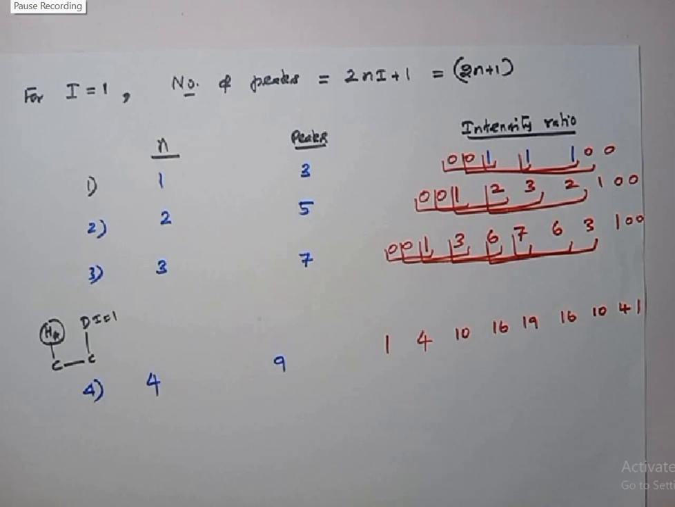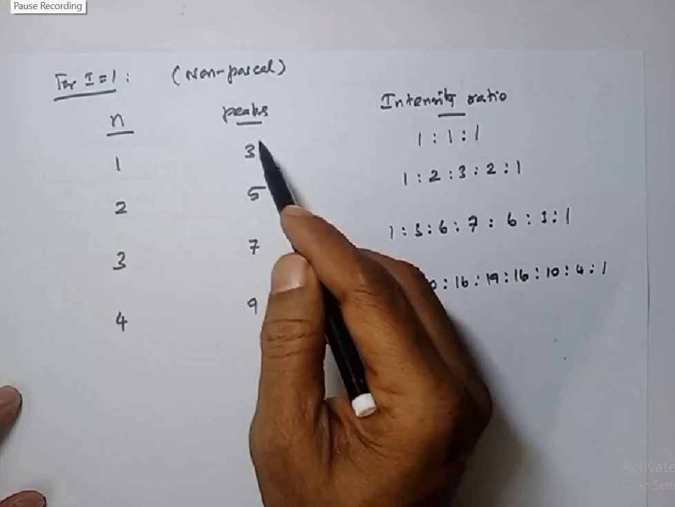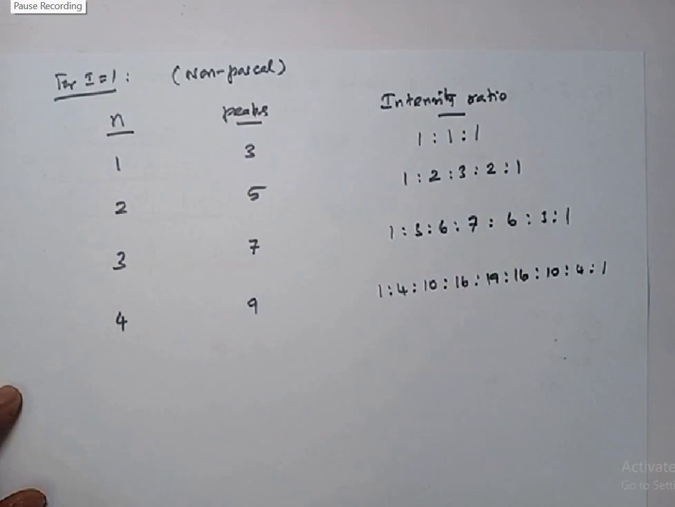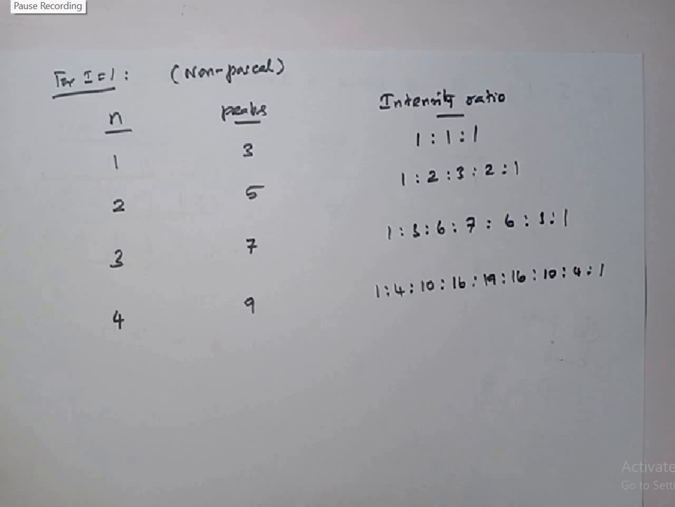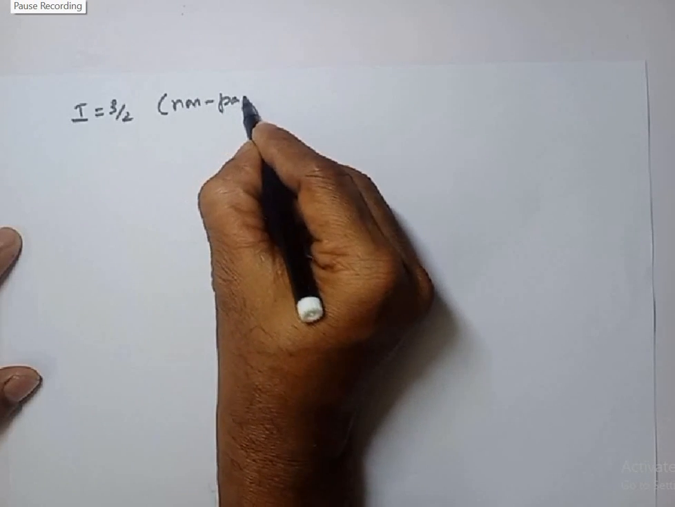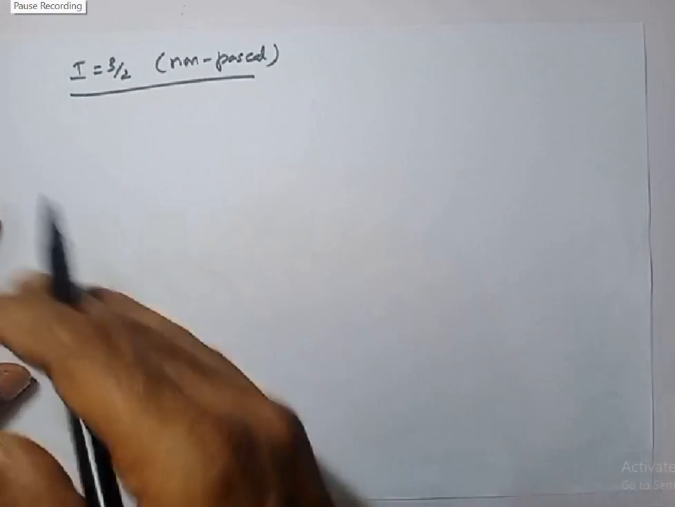Okay, so this is how we get the peaks due to splitting, and these are the intensity ratios of those split peaks, for I is equal to 1 nucleus. Now, we'll move on to the next one, which is I is equal to 3 by 2 nucleus. Suppose the adjacent carbon has a nucleus having I equal to 3 by 2. For I is equal to 3 by 2, definitely we should use non-Pascal triangle. In this case, how many peaks do we get and what is the intensity ratio?